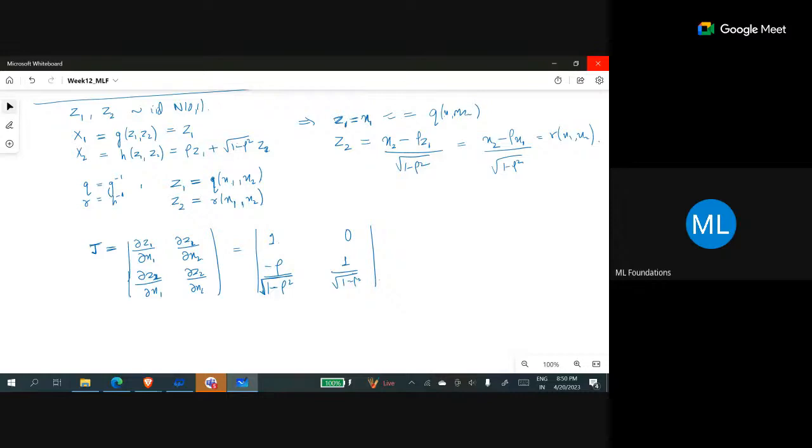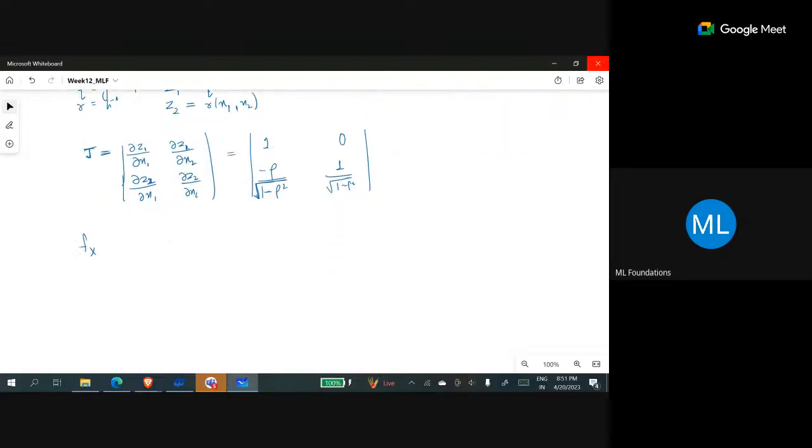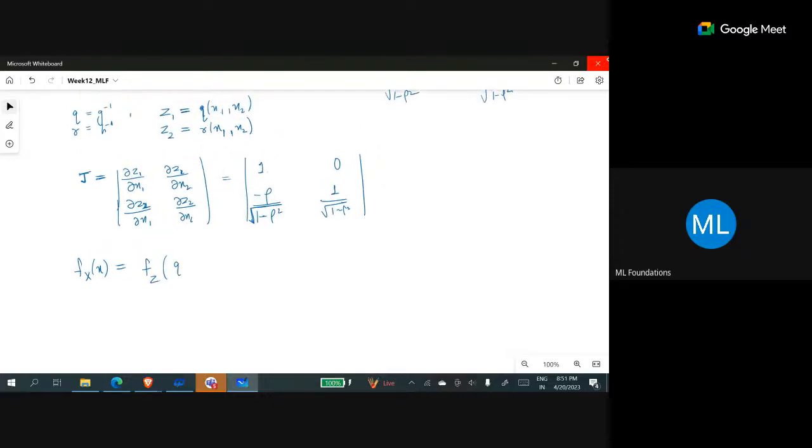Okay. So now what we want is, we already have the joint distribution for z1, z2. Now we want it for x1, x2. In order to find that, if you want some function, let's write it as g of x1, x2, or just write fx. So this fx of x will be your fz of q comma r, times the modulus of the Jacobian.